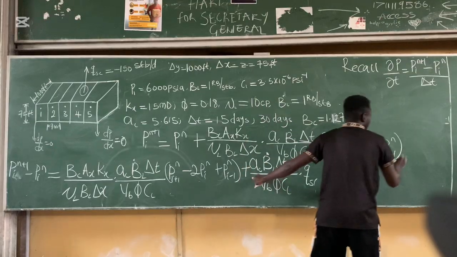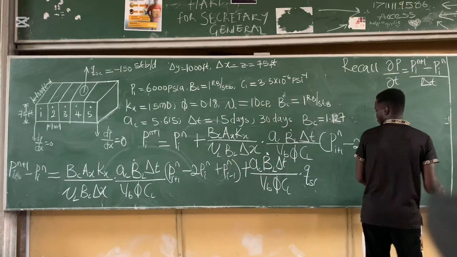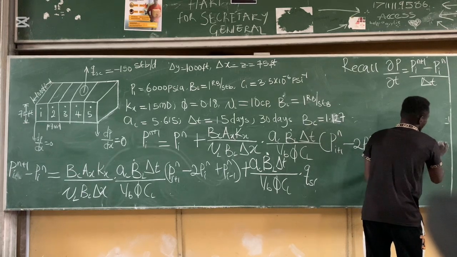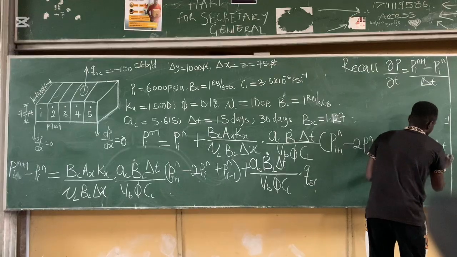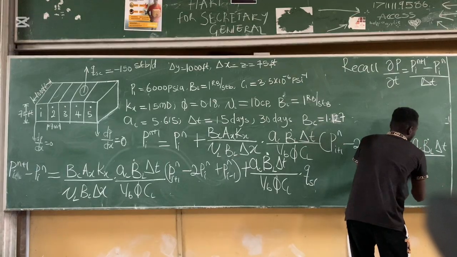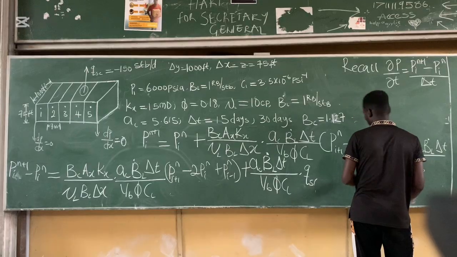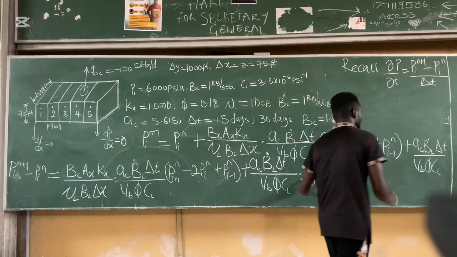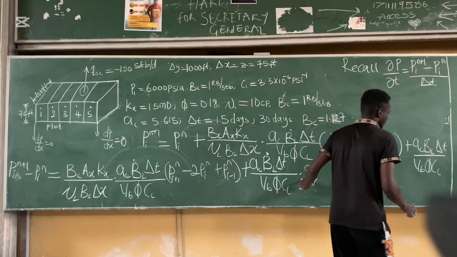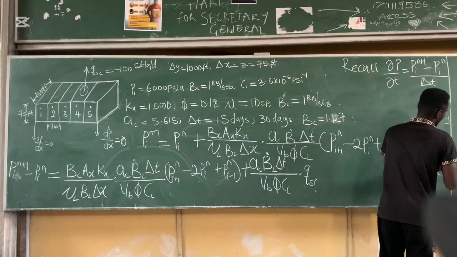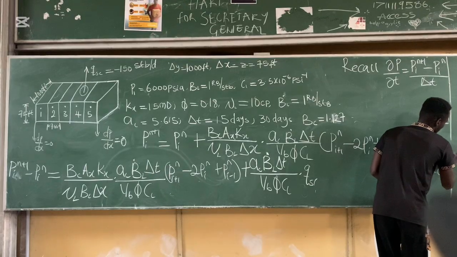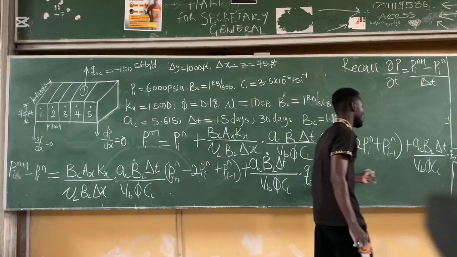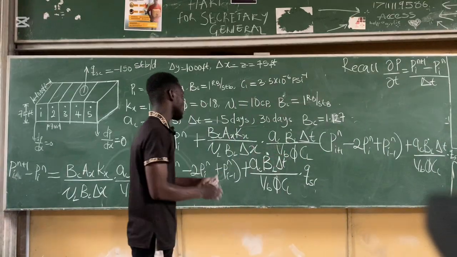Close this bracket, then plus A_c B_L dot delta t divided by V_b phi c_L. Remember that this one is multiplying our q_sc. So this becomes dot q_sc. So we are going to have this equation.